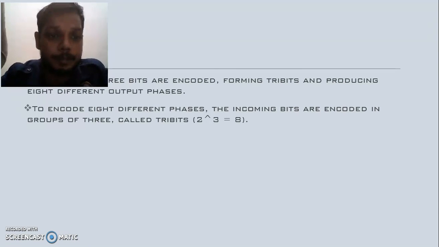With 8PSK, 3 bits are encoded, producing 8 different output phases. To encode 8 different phases, the incoming bits are encoded in groups of 3 called tribits, which is 2 to the power of 3, equal to 8.